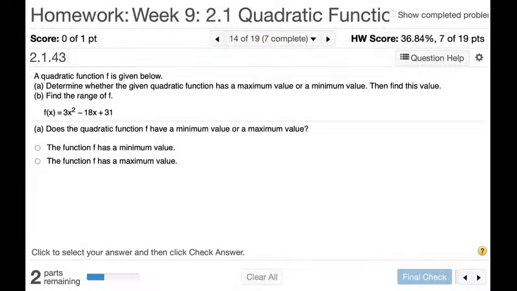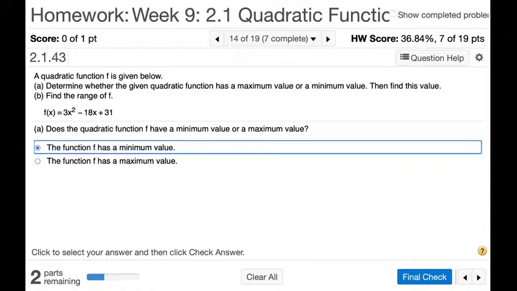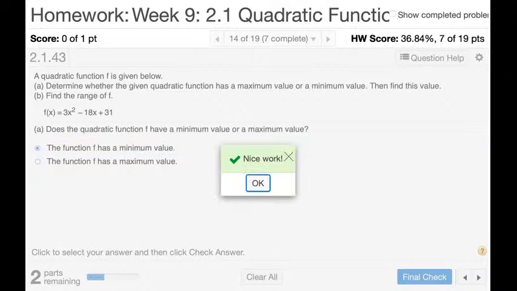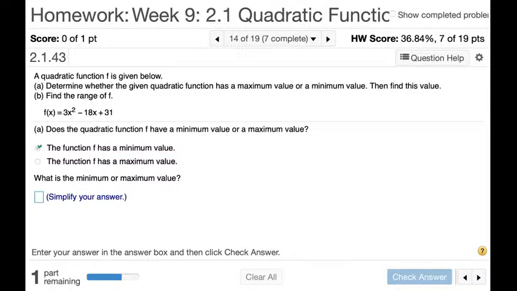So it says determine whether the given function has a max or min value and then find the value and find the range. Okay. So let me see. The leading coefficient is positive, so that means the parabola opens upward. If the parabola opens upward, that means we're going to have a minimum value. So the answer here would be A. The minimum value is going to occur at the vertex, so we need to find the vertex, right? This is number 14.